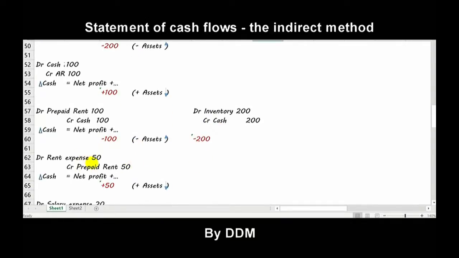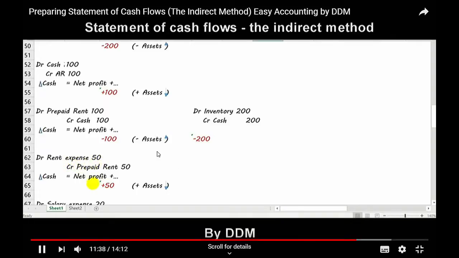Now let's get back to the rent. Let's just say after 1 week, your prepaid rent has been consumed by $50. So we need to recognize the rent expense of $50. At the same time, we credit prepaid rent to recognize the reduction in our asset. These transactions affect the net profit side because rent expense was incurred. When rent expense is incurred, our net profit reduced by $50. So when this $50 reduced net profit, does this transaction affect cash?